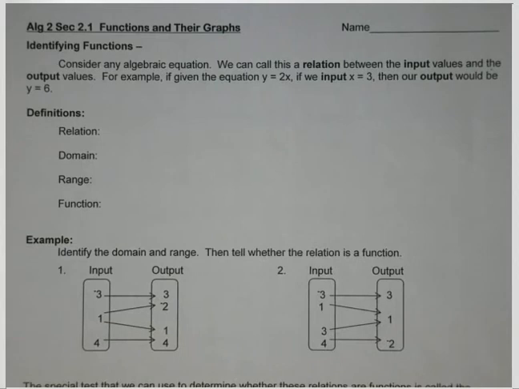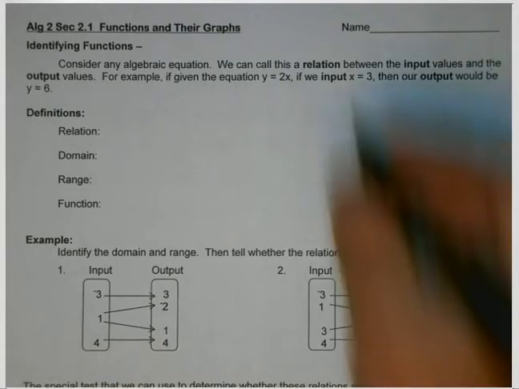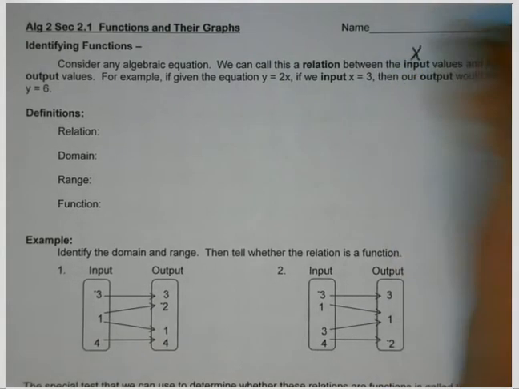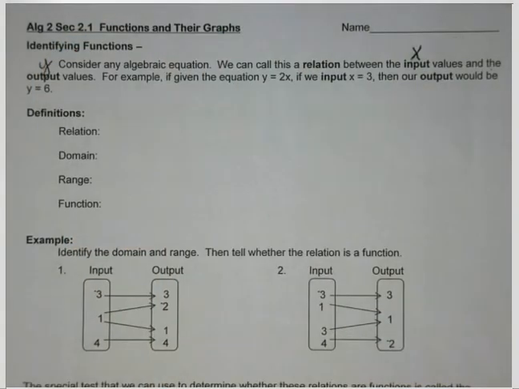But to the subject at hand here, identifying a function, we take any equation. It's called a relation between the input values. So any equation we ever work with is a relation between input and output. Input being our x values, and output being our y, sort of like a factory. You start with something, you put it in, something comes out. Sort of like the example, if we have y equals 2x, we input 3, we substitute 3 in, then our output is 2 times 3, which is 6, which is our y value.